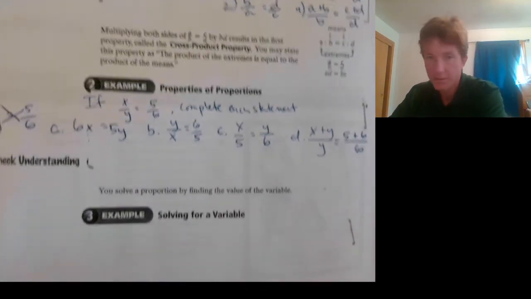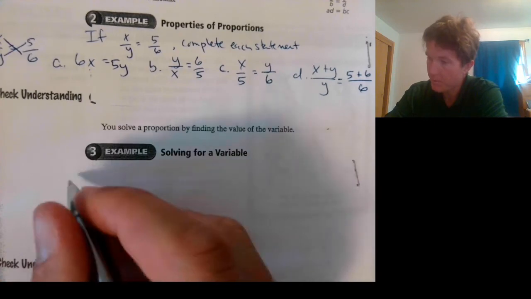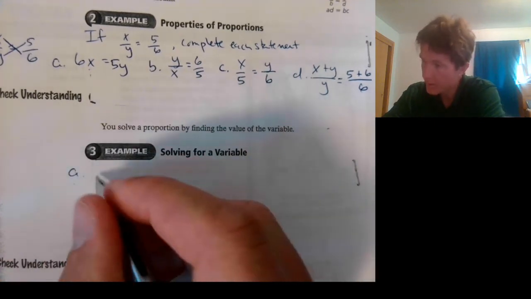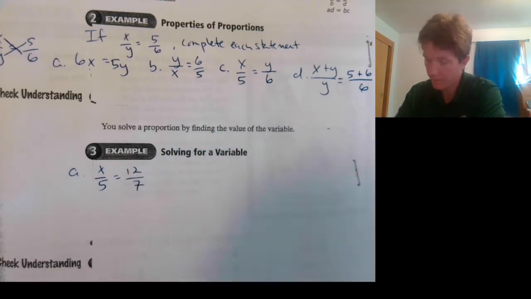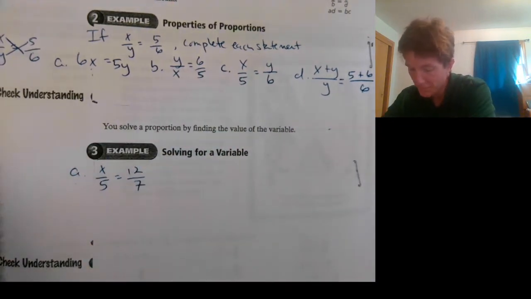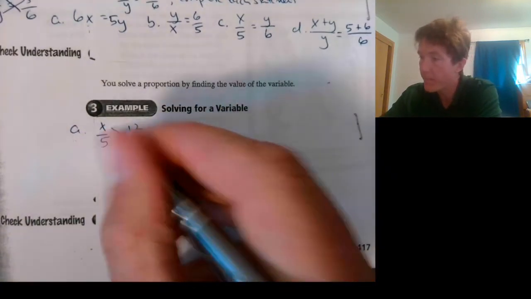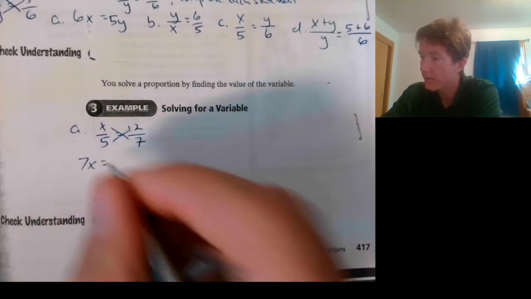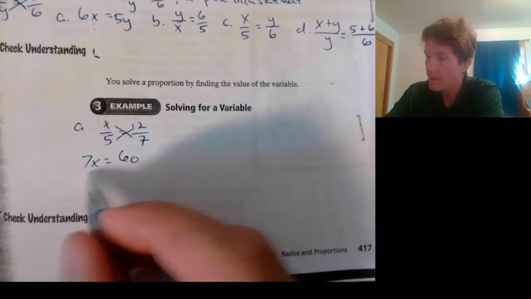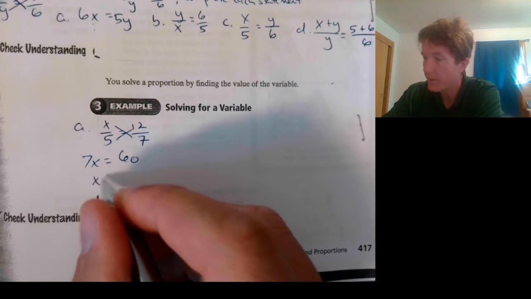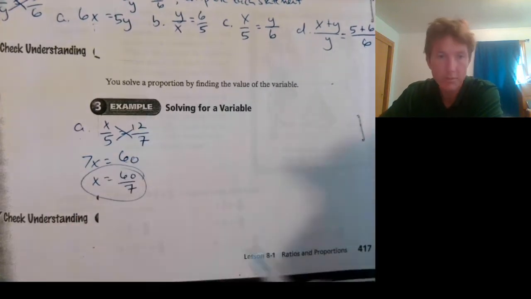So let's solve for variables. We're going to solve each proportion. We have x over 5 is equal to 12 over 7. I'm going to solve for x. What I can do here is cross multiply. So I have 7x equals 5 times 12, which is 60. And then I'll solve for x. X equals 60 divided by 7. 7's prime, so you're done.